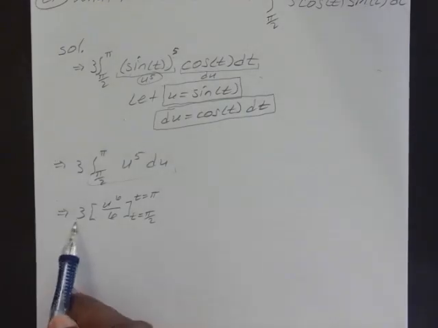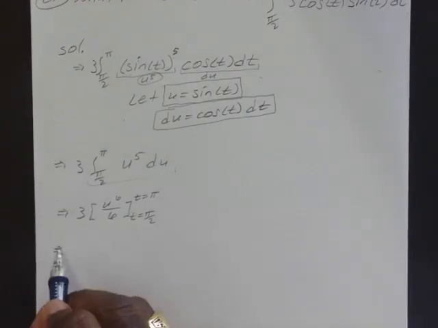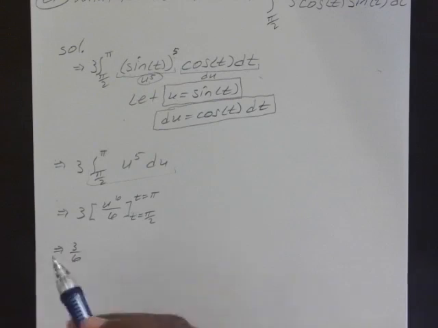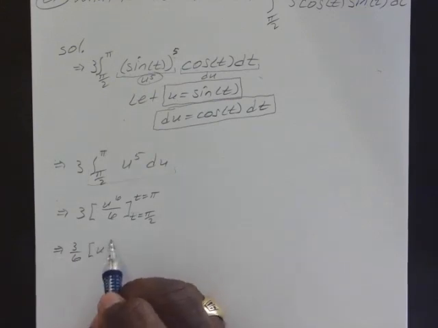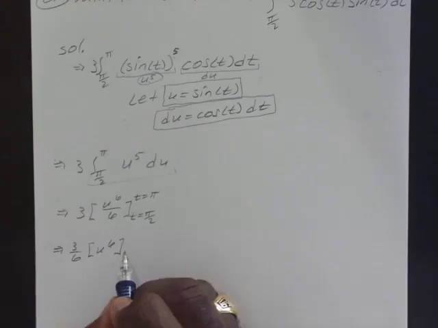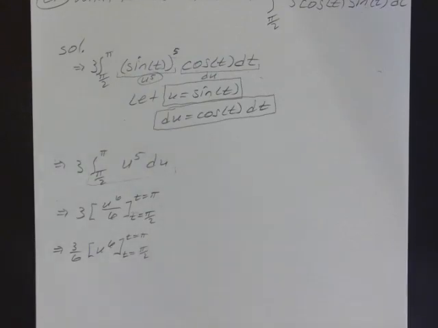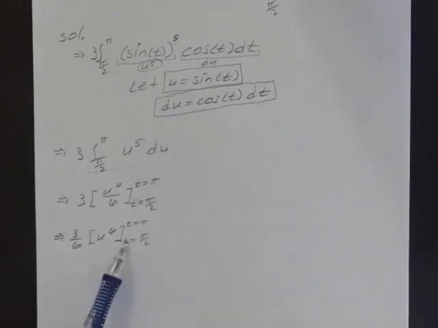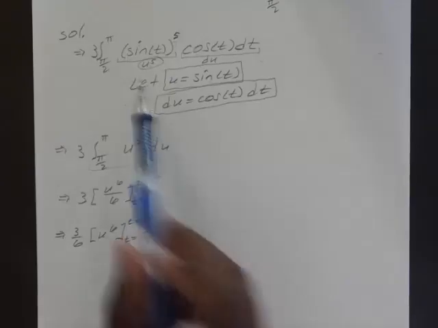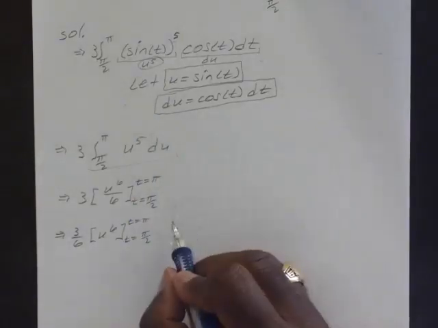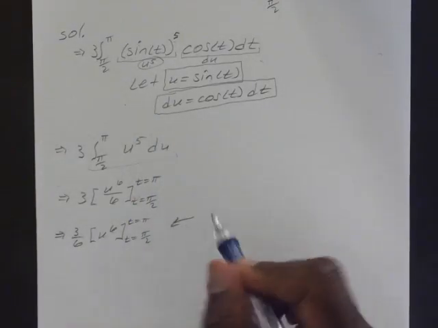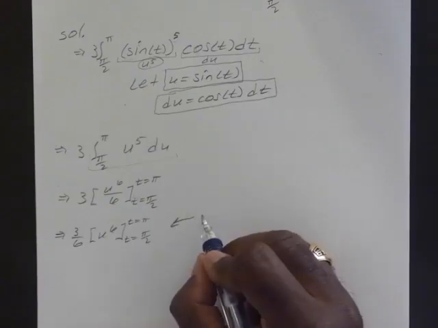Okay, so we can just factor out that 6. So that gives us 3 over 6 times u to the 6th power from t equals pi over 2 to t equals pi. So to plug it in, we can either find u of pi over 2 and u of pi, or we can just replace this with sine of t. Okay. And again, my preferred method is just to go ahead and replace it.